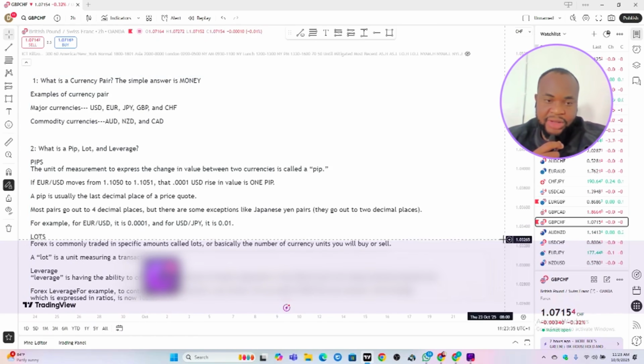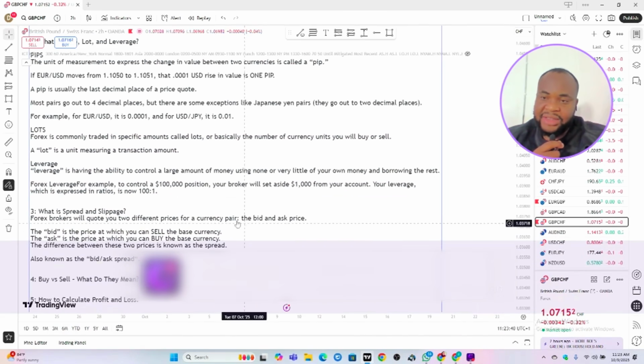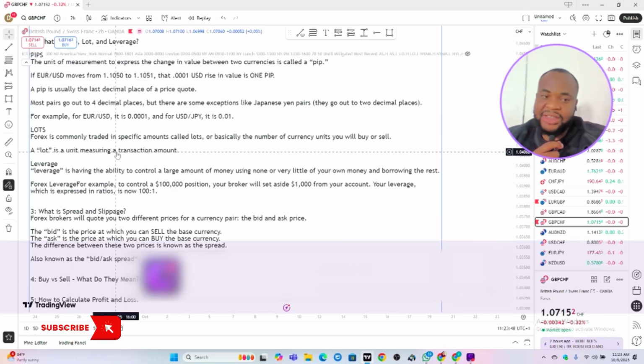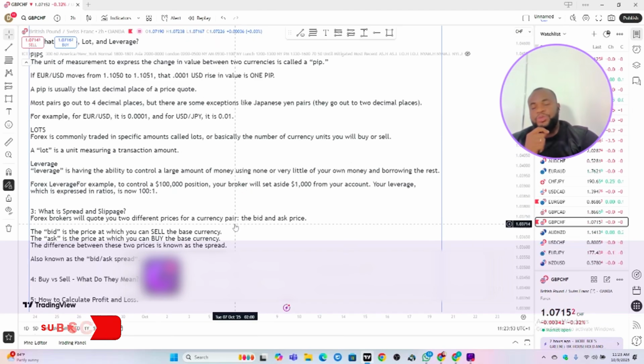So for the lot size, forex is traded in a specific amount called lot size. Without lot size, you won't know how much you'll be making or how much you'll be losing in the forex market. With that lot size, you'll know how much you'll be losing or making. And the bigger the lot size, the bigger the profit you'll be making, and the bigger the money you'll be losing.